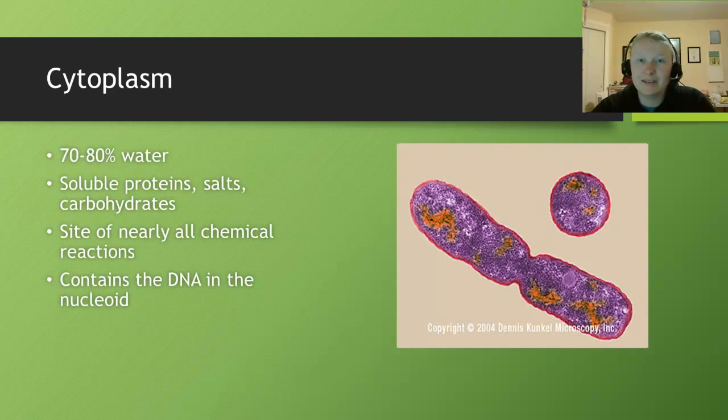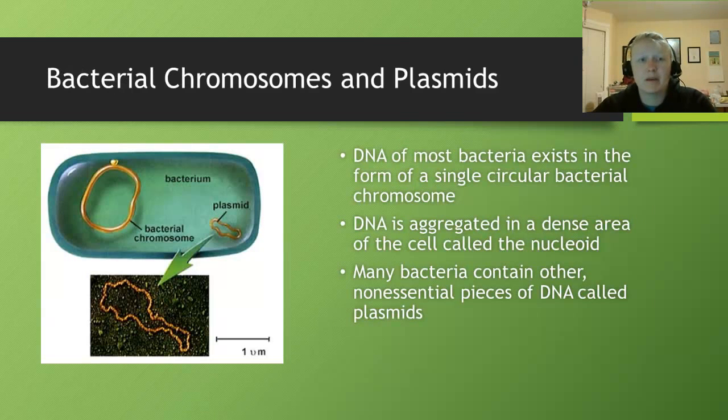Alright, so now let's go inside the cell. The first thing we're going to talk about is the cytoplasm or the cytosol. This is the jelly-like substance that is found inside all the cells. It holds all the internal components, so the ribosomes, the DNA, the plasmids, anything like that, as well as proteins, salts, nutrients, other things like that. Almost all reactions in the cell occur within the cytoplasm, and it's about 70 to 80% water, so it's pretty jelly-like.